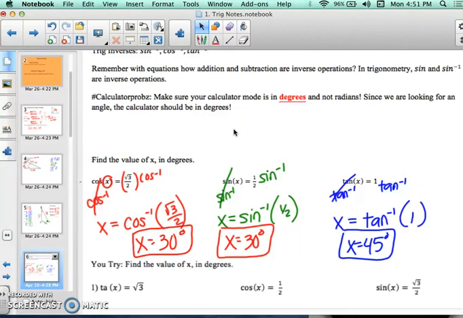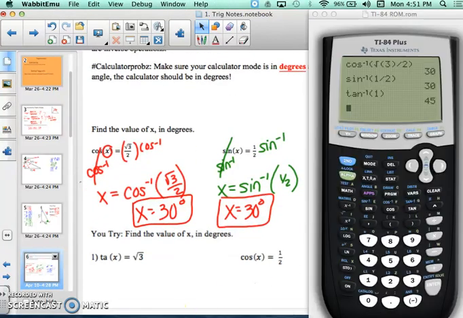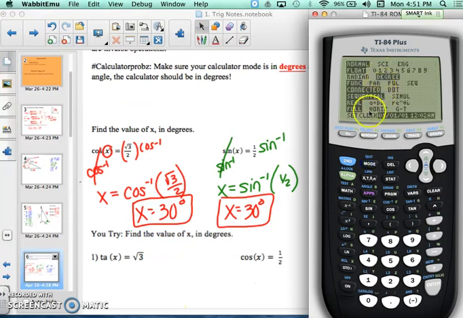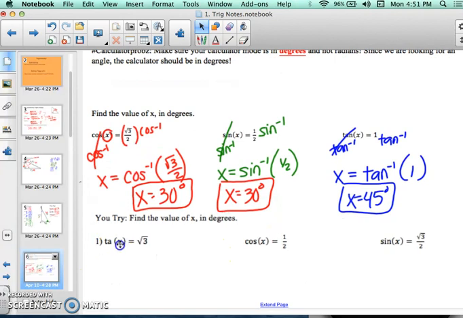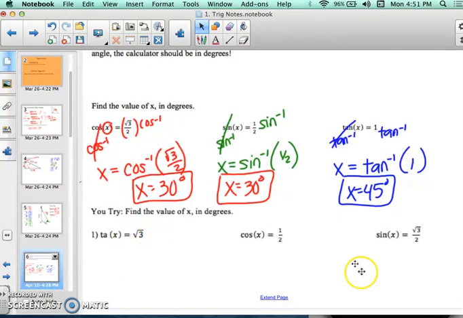Okay? So if you are looking for a degree, and you know you're looking for a degree because a degree always has to be in the parentheses. So if you're given a sine, which is what these are, to find the inverse, you take the inverse, type it in, get a number which is in degrees. Don't forget to make sure your mode is in degrees. Okay. All right, why don't you try tangent of 1, 2, and the middle one, and then we'll go over the answer. So press pause and try this on your own.